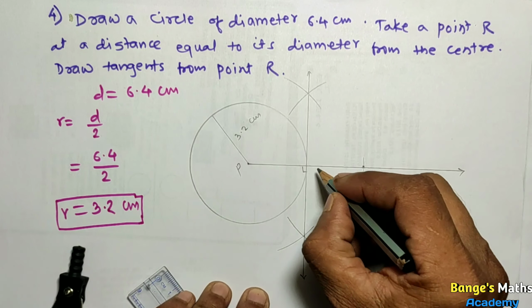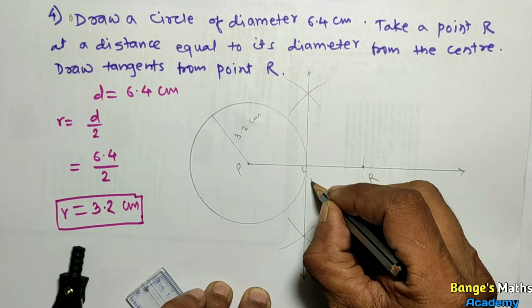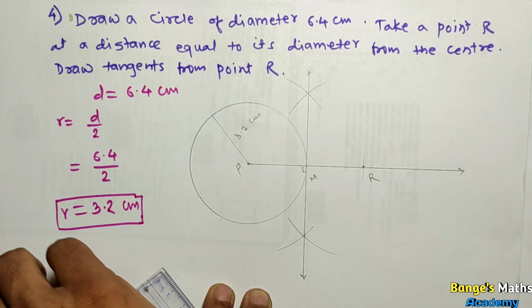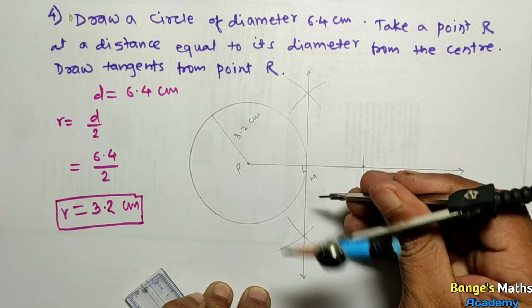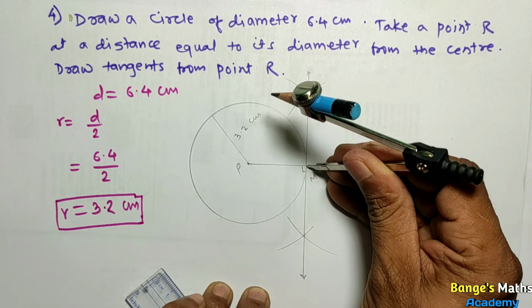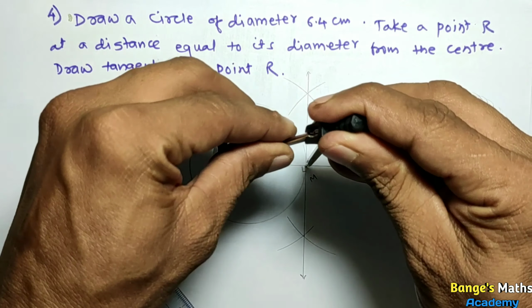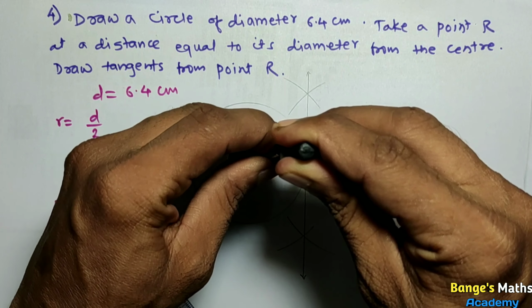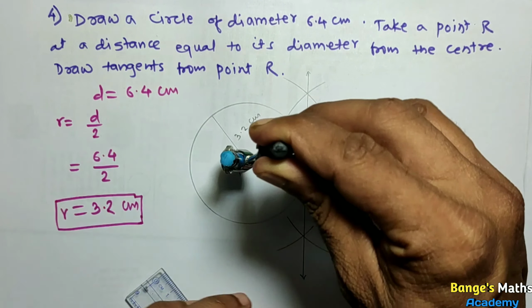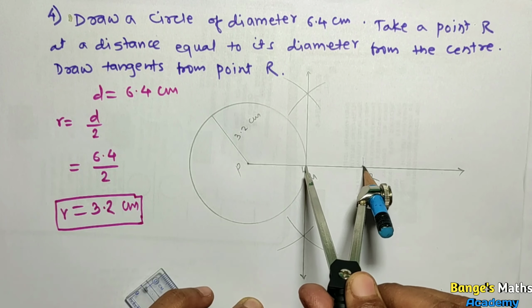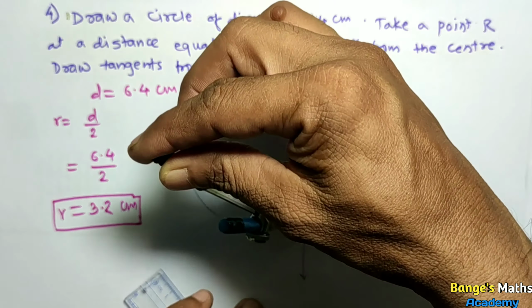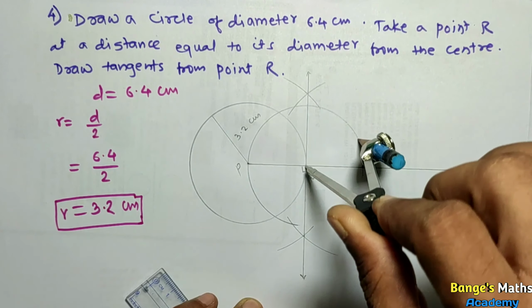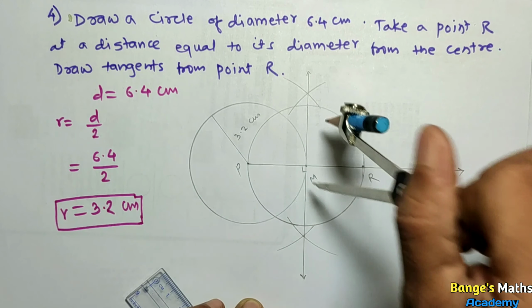Then point M. Then we have to draw tangents through point R. So take M as the center and MP as the radius, or MR as the radius. Draw intersecting arcs or complete this circle like this.